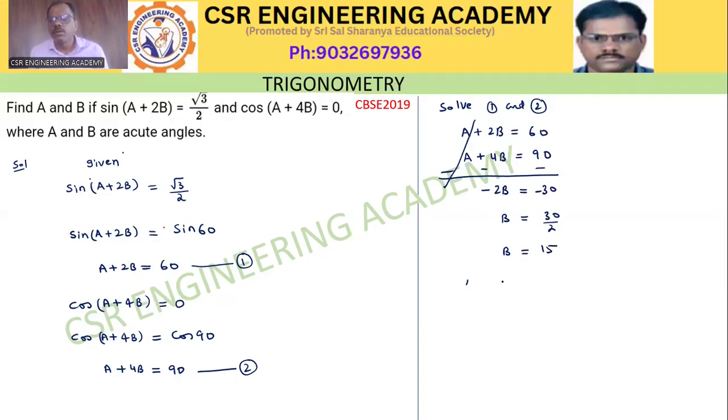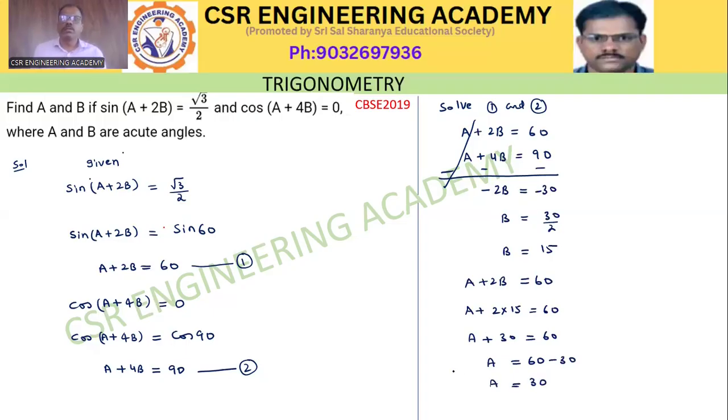A plus 2B is equal to 60. A plus 2 into 15 is equal to 60. A plus 30 is equal to 60. A is equal to 60 minus 30, which is 30. So therefore, A is equal to 30 and B is equal to 15, both acute angles, that is, less than 90.